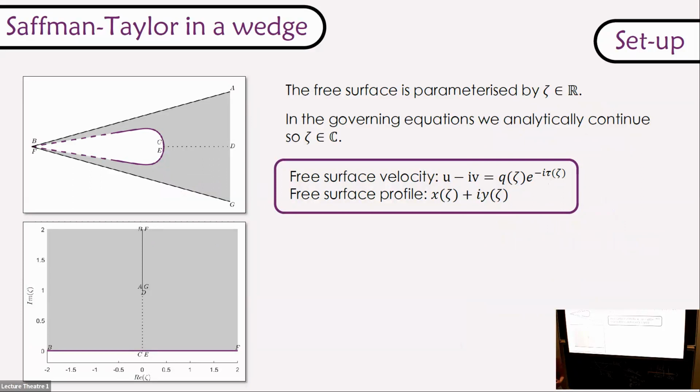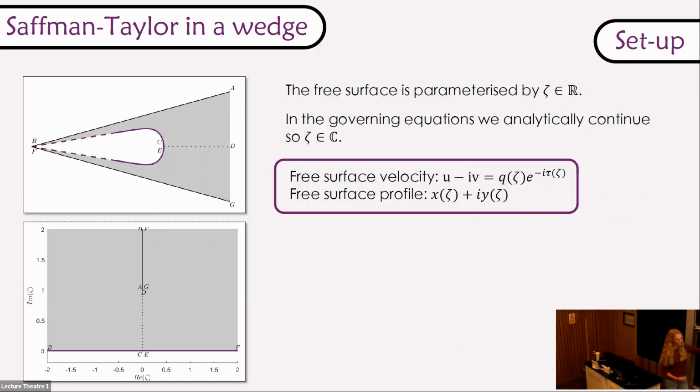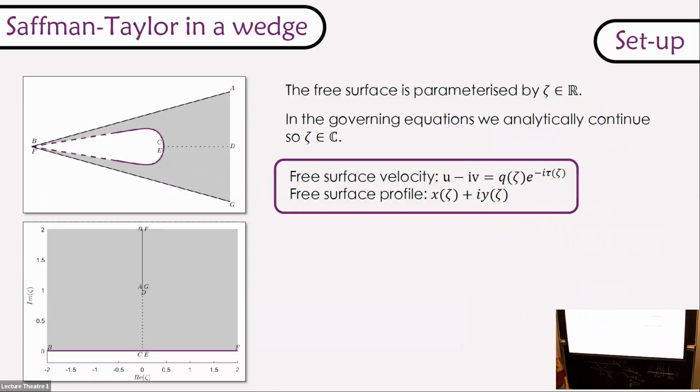And to do the exponential asymptotics, which I'm going to do to try and produce that bifurcation diagram, I'm going to need zeta to be complex rather than just real in general. So on the free surface, that's this purple line, which corresponds to the purple line there. Zeta is real, and we're going to go into the complex plane. We've got the same variables as before. So we've got a free surface speed and angle, q and tau. And then we've got an extra couple of variables, x and y, which is described in the free surface profile.